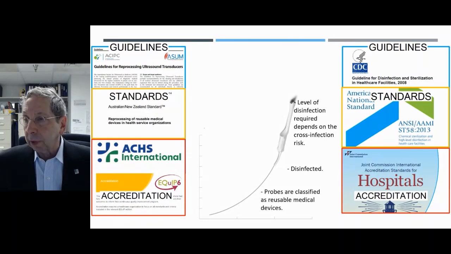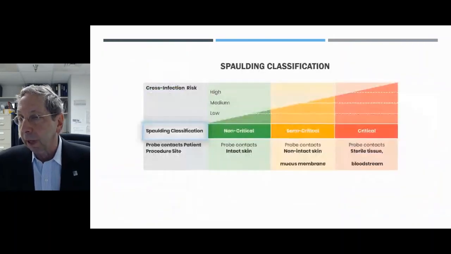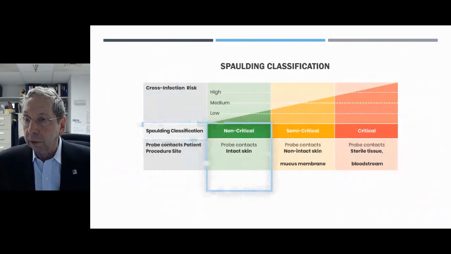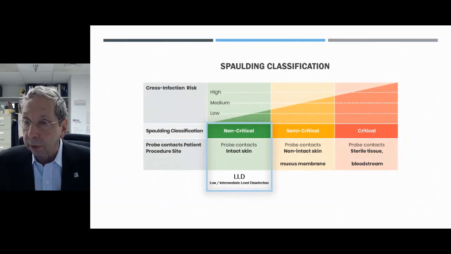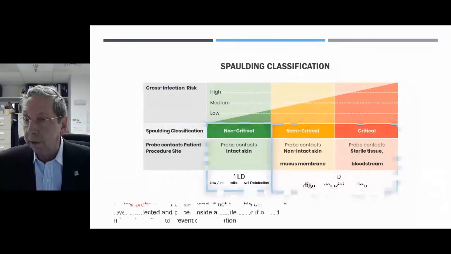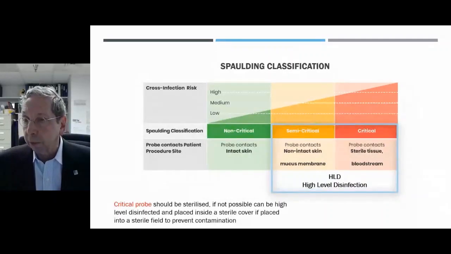This is the Spaulding classification. It's been in use for a number of decades. It forms the basis for how we provide disinfection. It has been modified over the years. Basically, we classify infection risk as low, medium, and high. We have non-critical items, that is a probe or another device that comes in contact with intact skin, for which we use low-level disinfection. We have a semi-critical device, that is a probe or another device that comes into contact with non-intact skin or a mucous membrane, for which we use high-level disinfection.